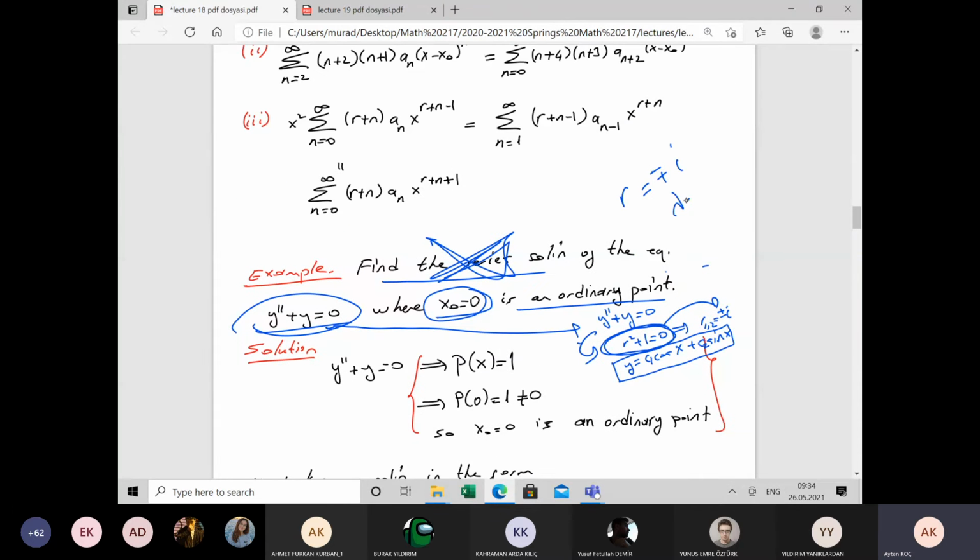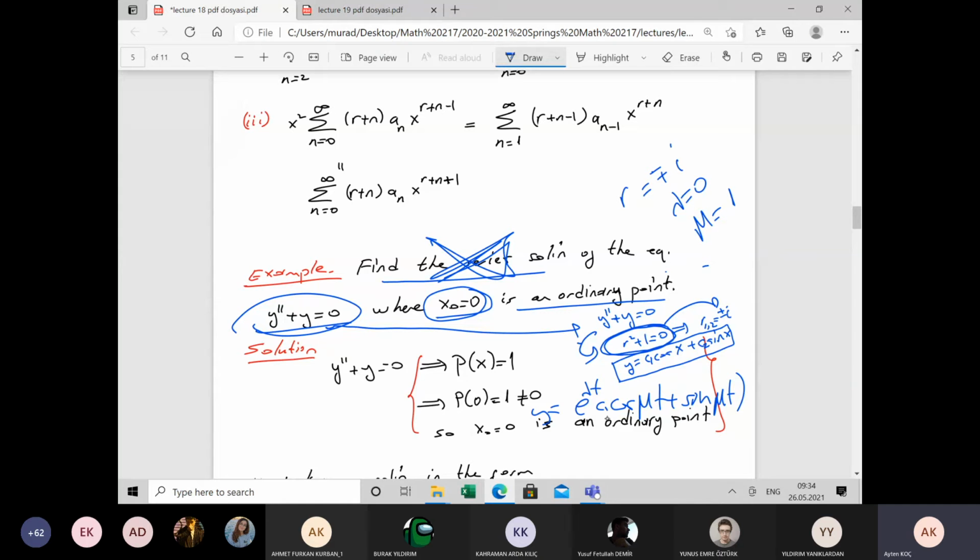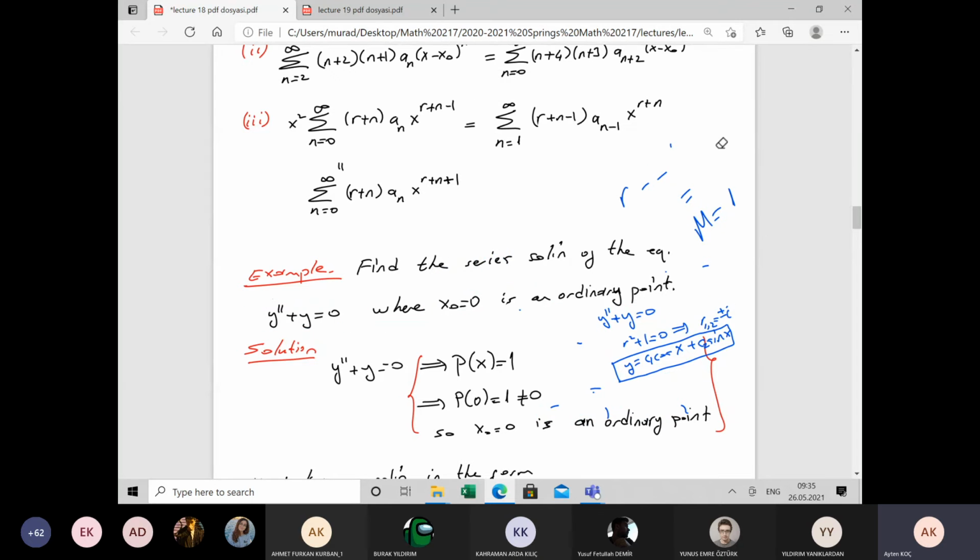So lambda is 0 and mu is 1, and the solution is e to the lambda t times c1 cosine mu t plus c2 sine mu t. Here lambda is 0, so the exponential gives 1, and we obtain the same solution: c1 cosine x plus c2 sine x.